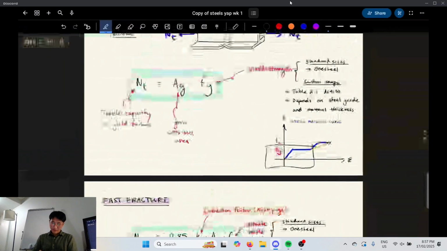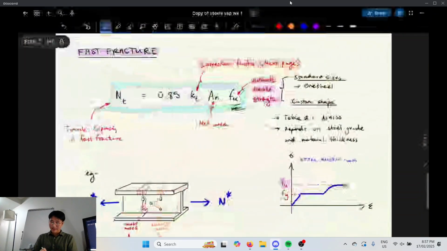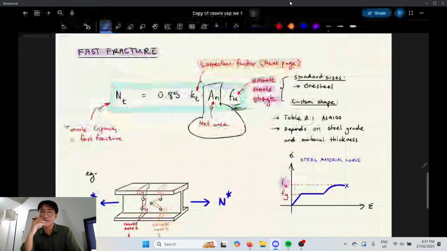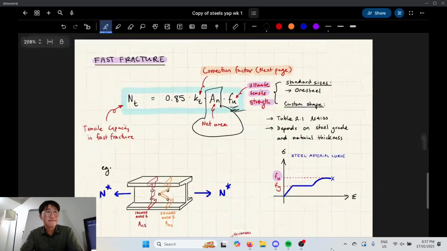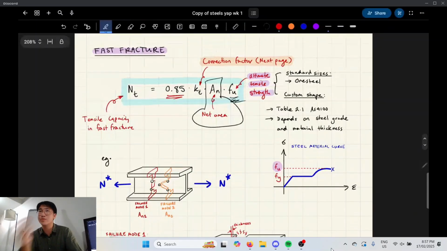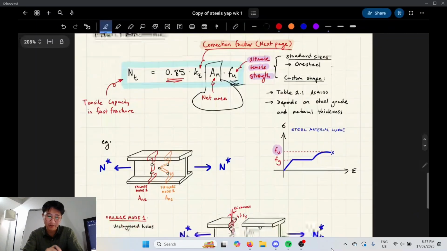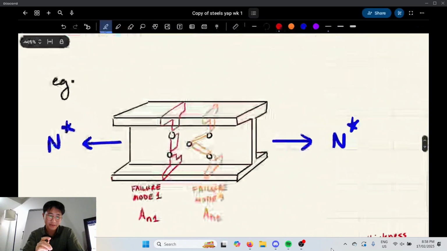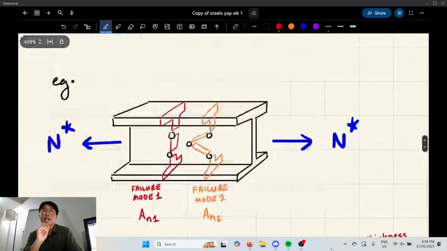Okay. So fast fracture, let's talk about that actually. It does use FU here, but it has a smaller section than the AG case, the gross area. We have this 0.85 value as a brittle reduction factor, and then there's also something called a correction factor, which we'll talk about. But let's focus on that area. If we have two failure modes like this, what's the difference between these two failure modes?